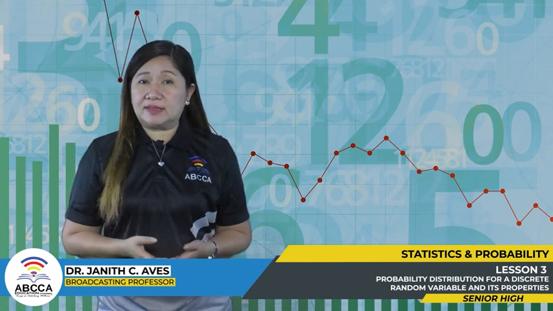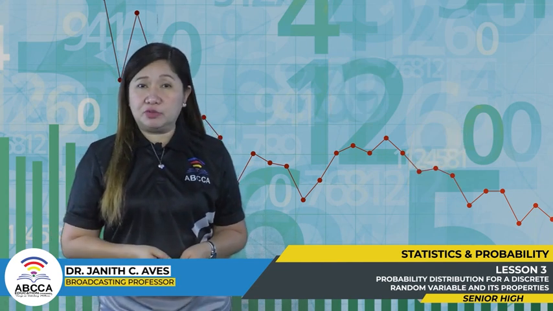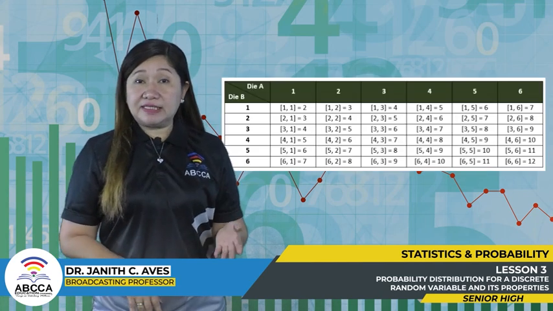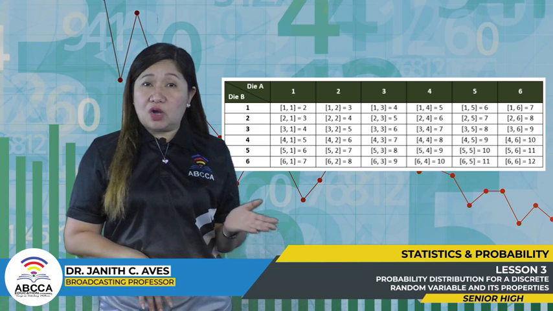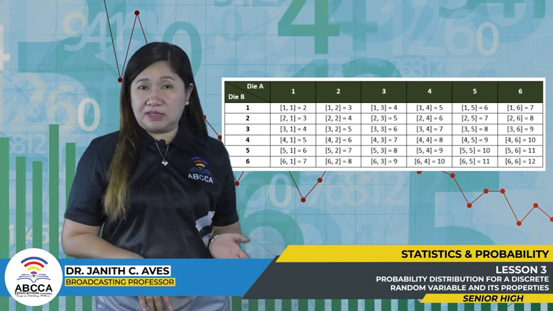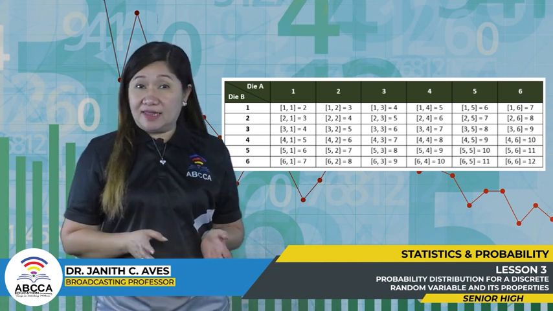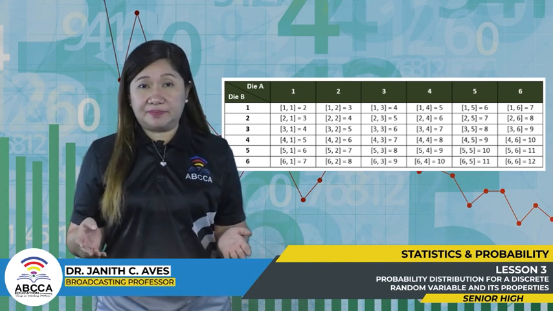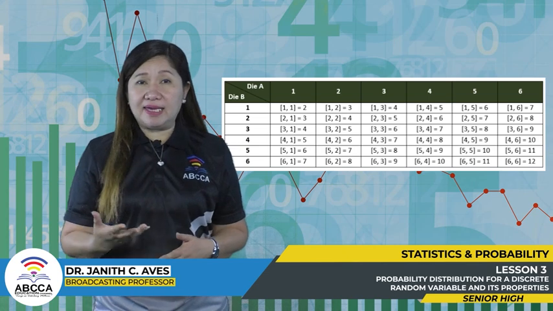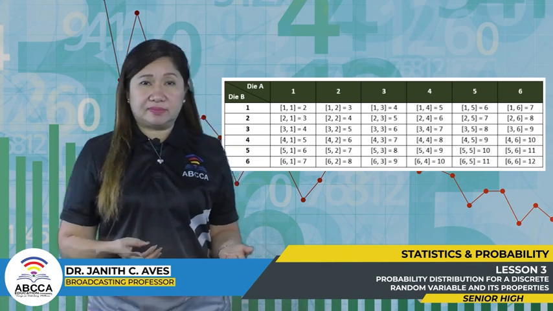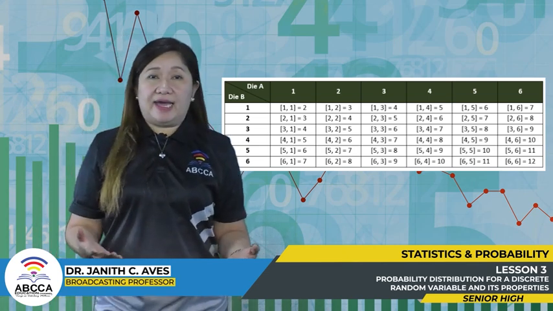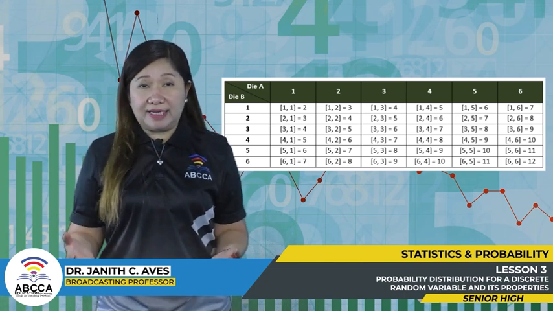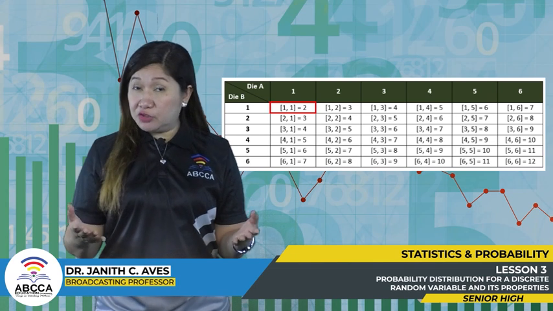Now construct the probability distribution and draw the histogram. This table shows all possible outcomes. We can see that our sample space has 36 elements. We have die A and die B. When we toss die A and get a 1, and then also get a 1 in die B, their sum is equal to 2.